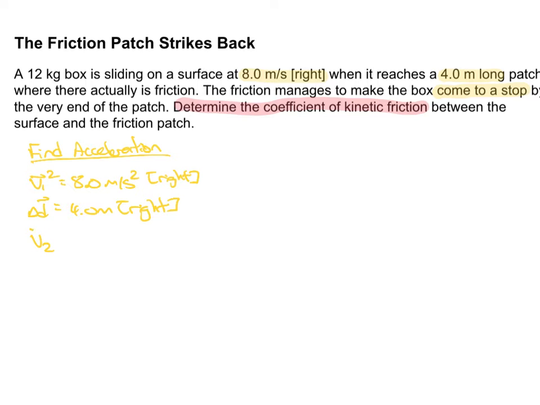Comes to a stop means V2 is 0. Okay, so the big five formula that contains those four variables would be the last one. Crossing out V2 because it's 0. And then isolating for acceleration, I will subtract V1 squared and divide by 2 and divide by displacement.